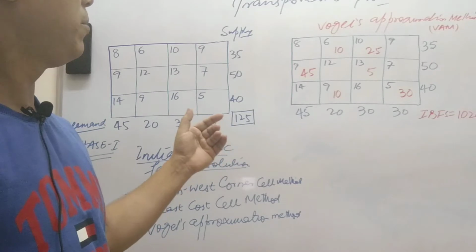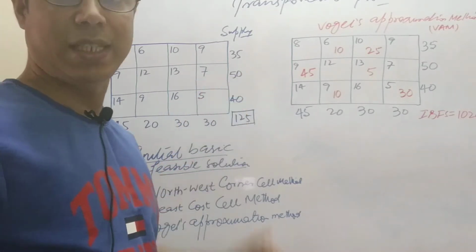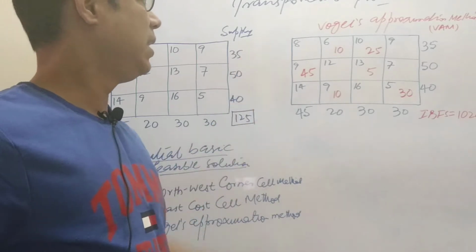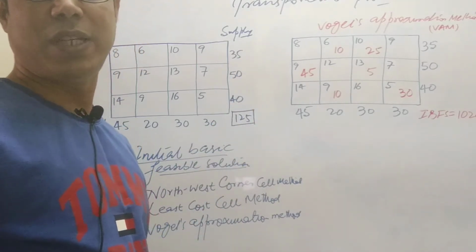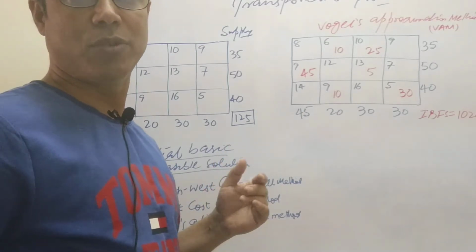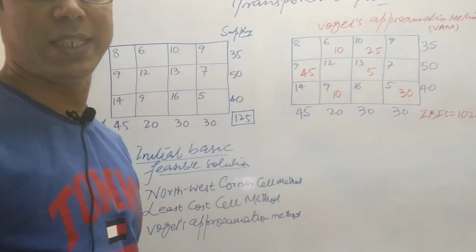So in Vogel's approximation method, you will get the solution very fast, because after just getting the conditions satisfied. So what are the conditions, on the basis of which we need to proceed with the steps to get the optimal solution? Now we'll see that in these steps.